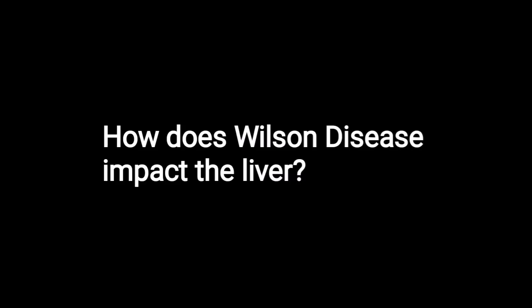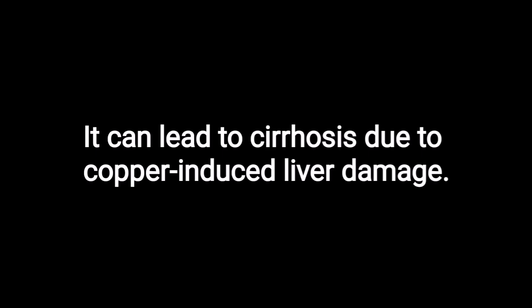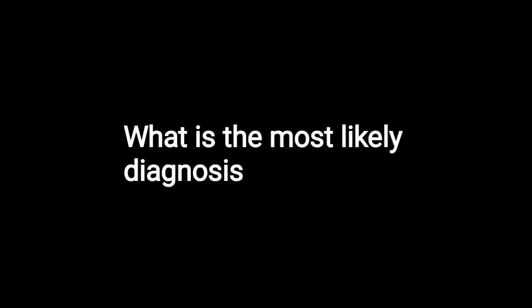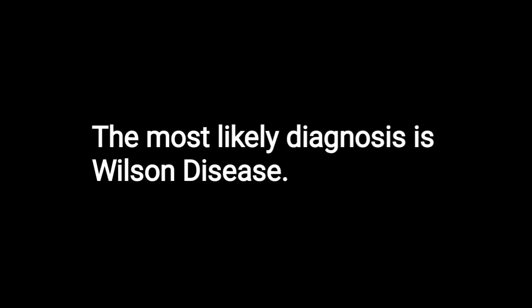466. How does Wilson disease impact the liver? It can lead to cirrhosis due to copper-induced liver damage. 467. What is the most likely diagnosis if a patient has neurological symptoms like psychosis, tremor, and ataxia, along with Coombs negative hemolytic anemia? The most likely diagnosis is Wilson disease.